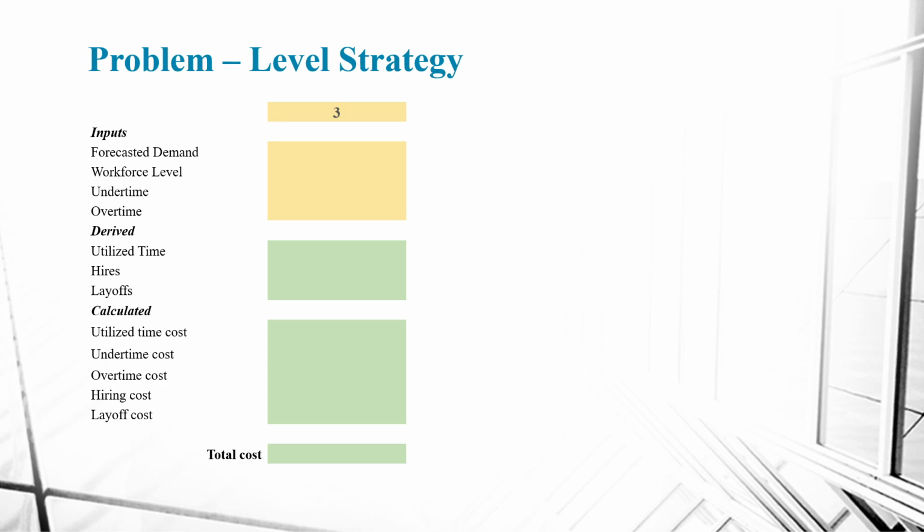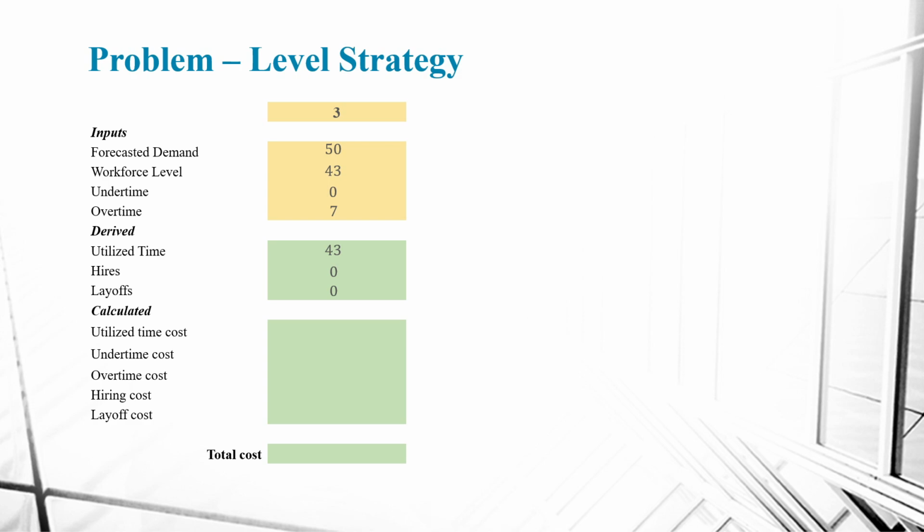Next, we calculate the cost for implementing level strategy in time period 3. Remember that in time period 3, we have the maximum demand in the planning period. The forecasted demand for time period 3 is 50. We have already set the workforce level at 43. There will be no undertime for time period 3, but we will offer overtime to 7 workers. We will set the utilized time equal to 43 workers. There will be no hiring in time period 3, and there will be no layoffs.